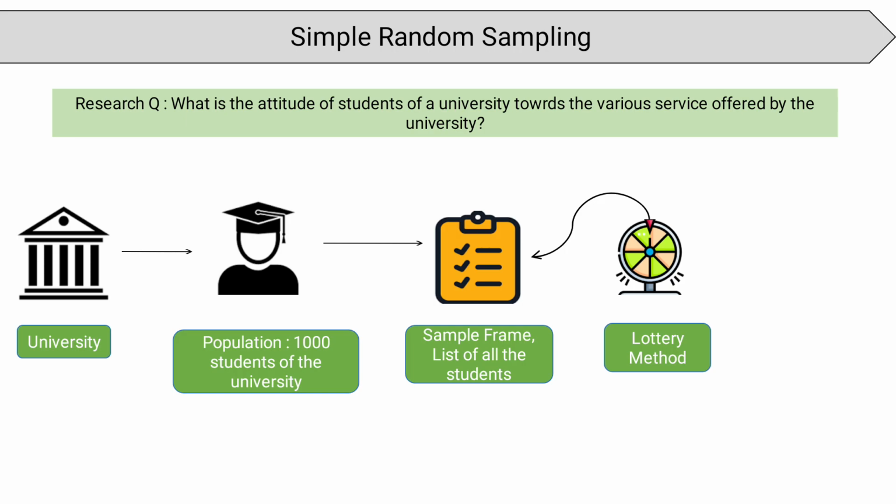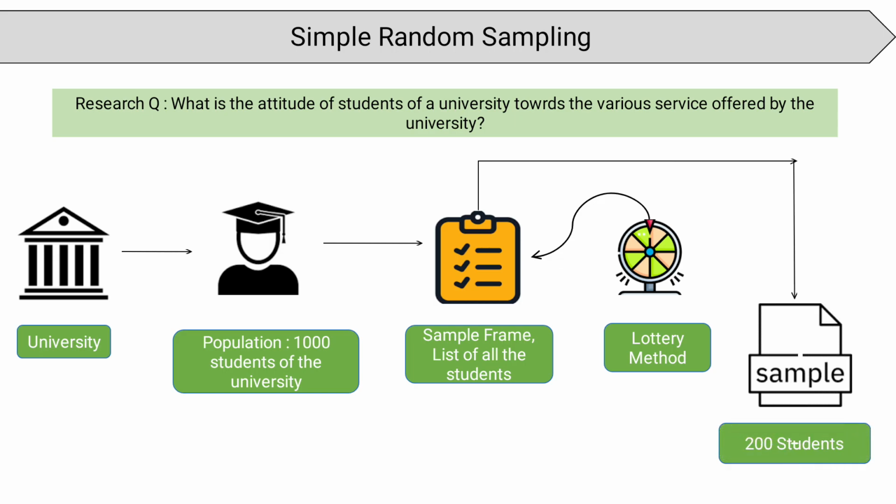One website as per my knowledge is random.org. You can use that to generate random numbers and select the sample from your sample frame randomly. Then let's say from the list you have, using lottery method, you have identified 200 students. So these 200 students are your sample.